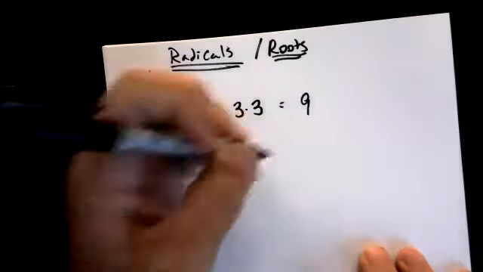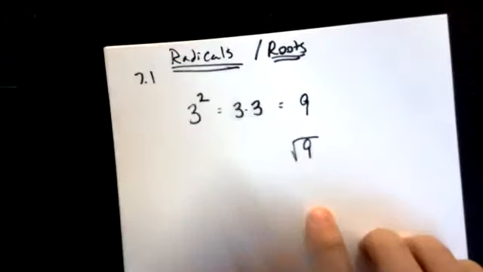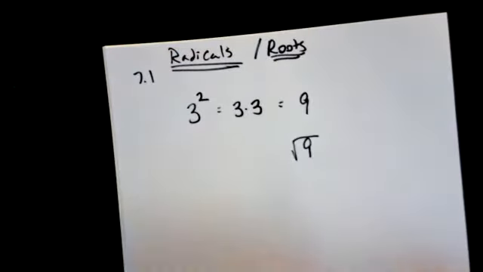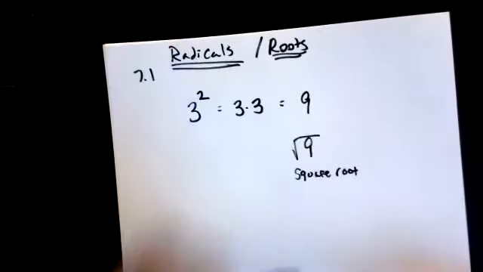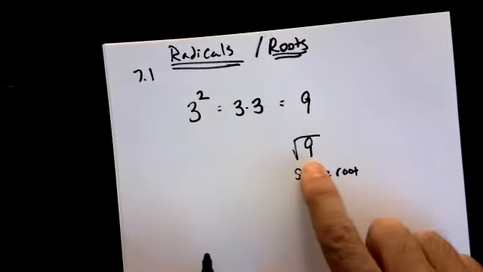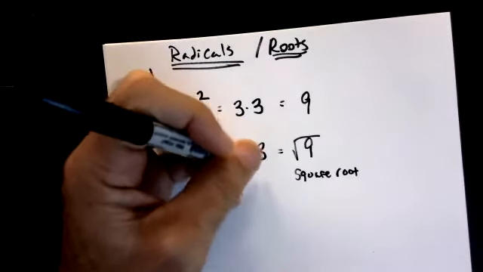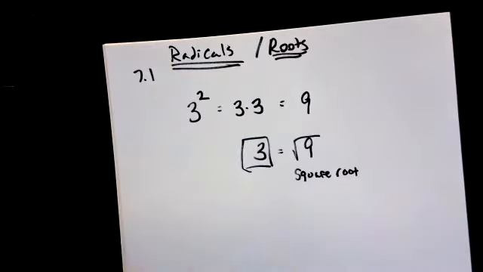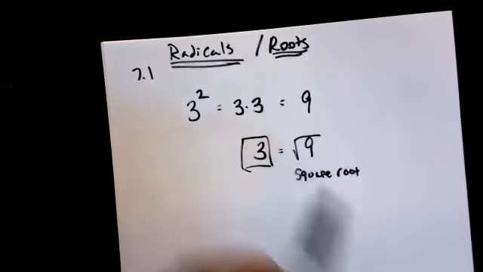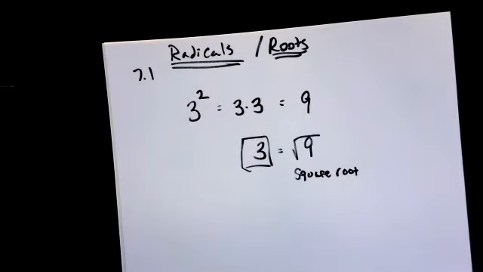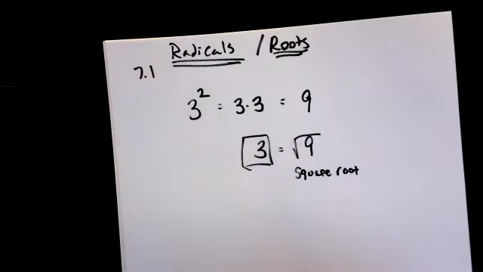So same thing, if I want to figure out what number times itself is 9, the operation is to take the square root. So this is the square root. What this is trying to figure out is what number times itself is 9. And of course, we just showed that would be 3. So when you see no index or no number out in front, it's automatically a square root. You're trying to figure out what number times itself equals the number inside.